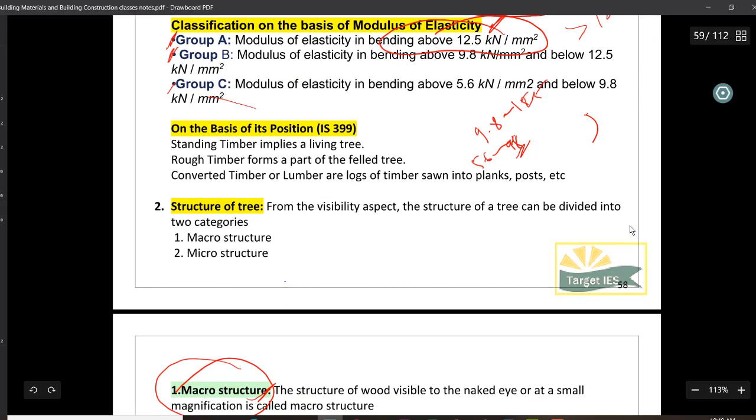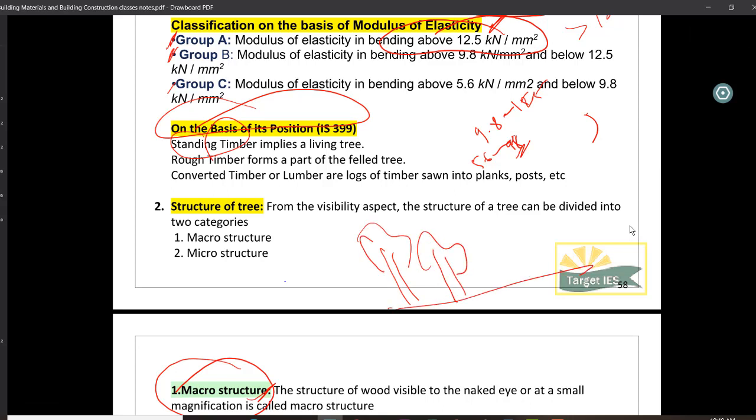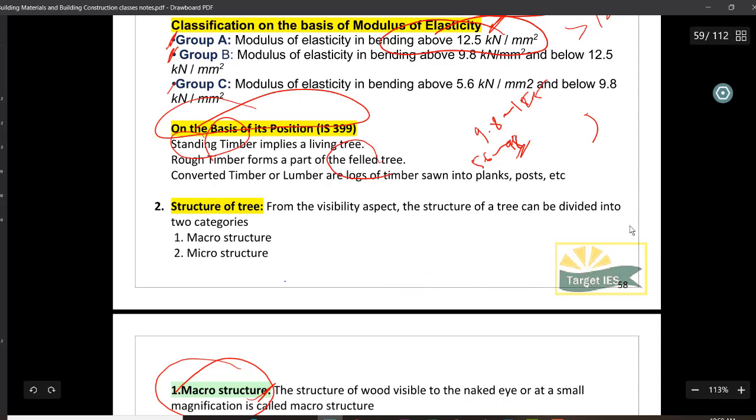Okay, now on the basis of positions we have different types of timber. One is standing timber. Standing timber means if we have live trees, still living, still giving fruit, still giving flowers, if we have this type of trees, then we'll be calling it standing timber. We have not at all used it yet, so that is standing timber. And the trees which are cut, the trees which are felled, we will be calling it rough timber. And what is this converted timber?